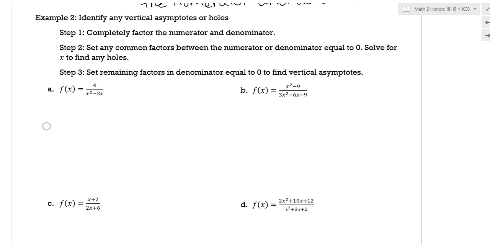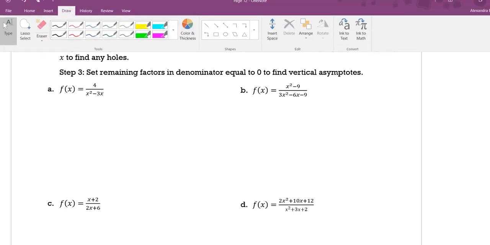So if we look at our steps, we want to completely factor the numerator and denominator. Again, factoring is another big thing in this one. Any factors that are common, you set equal to 0 and solve for x, and that's your hole. Any remaining factors, you set equal to 0, and that's your vertical asymptote. Okay, so let's look at number 1.